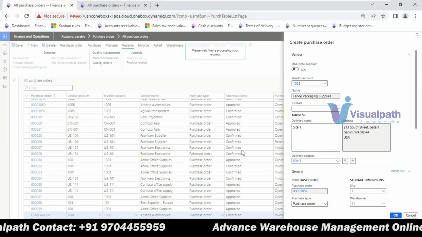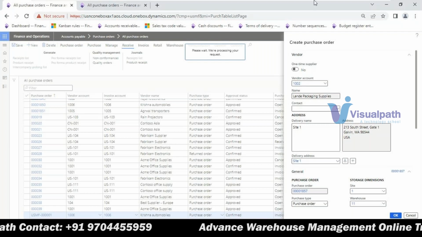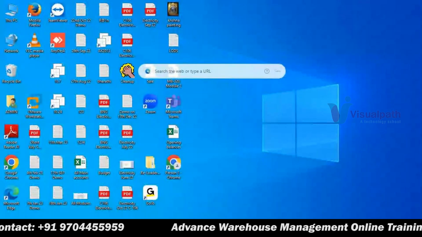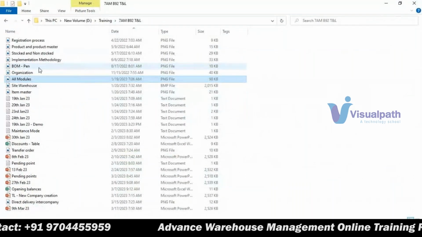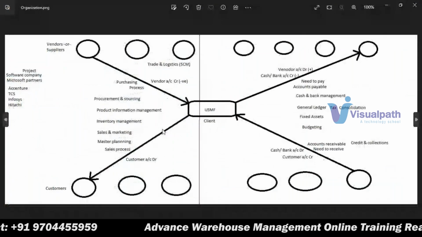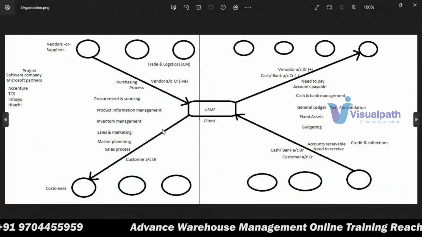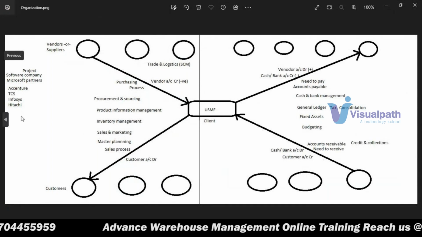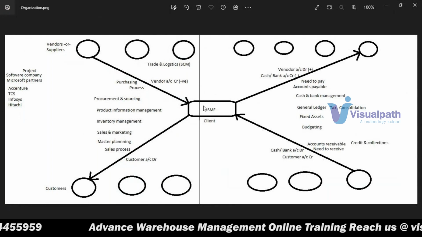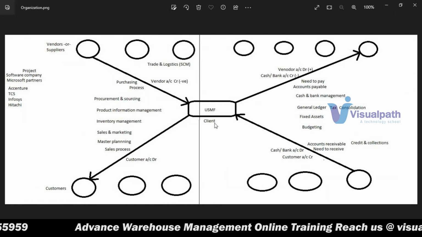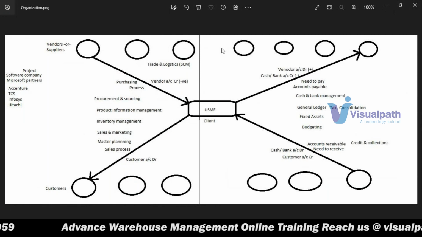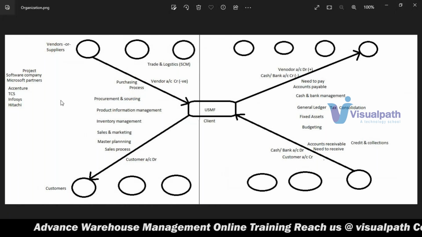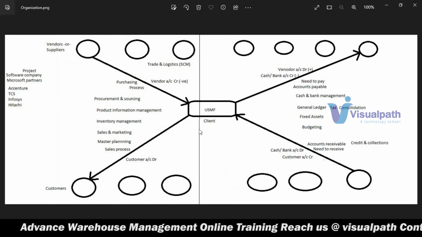So what is this vendor? If you want to understand all these things, what is this? I will explain in such a way that, even if you don't know anything, I will keep in mind that you don't know anything. You are going to work in a software company, and you are working for a project or client. These are vendors, these are customers. I will explain graphically so that you can imagine what you are learning.